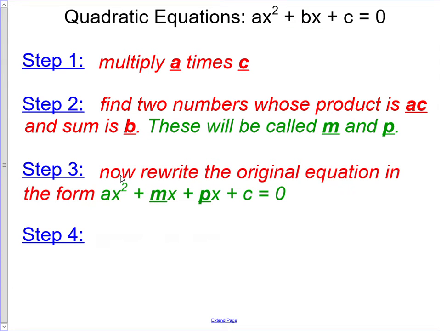Now, rewrite the original equation in the form ax² plus mx plus px plus c is equal to 0. Step number 4 is going to be to group and factor. Remember, when we were simplifying quadratic expressions that had 4 terms, we would group them and then factor using the distributive property. So let's take a look.